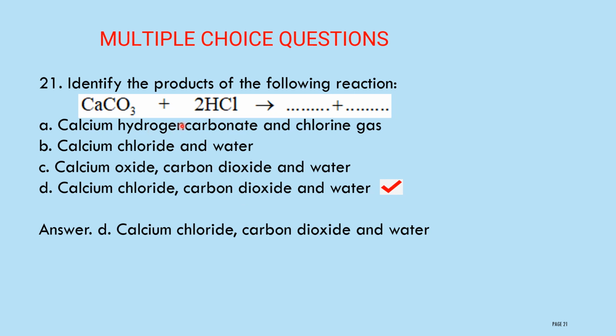Calcium carbonate reacts with hydrochloric acid. It will give calcium chloride, carbon dioxide and also water.